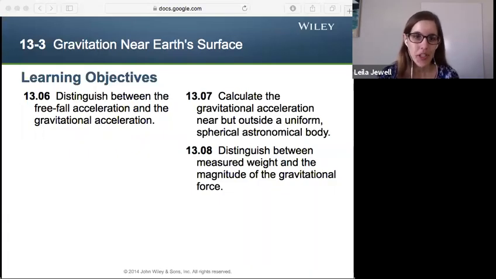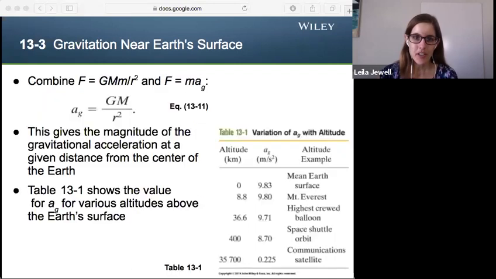Section 13.3, gravitation near Earth's surface. If we take Newton's law of gravitation, F equals big G, the universal gravitation constant, times the mass of the Earth, the mass of an object like our apple, divided by r squared, and set that equal to ma, F equals ma, where the acceleration we say is acceleration due to gravity.